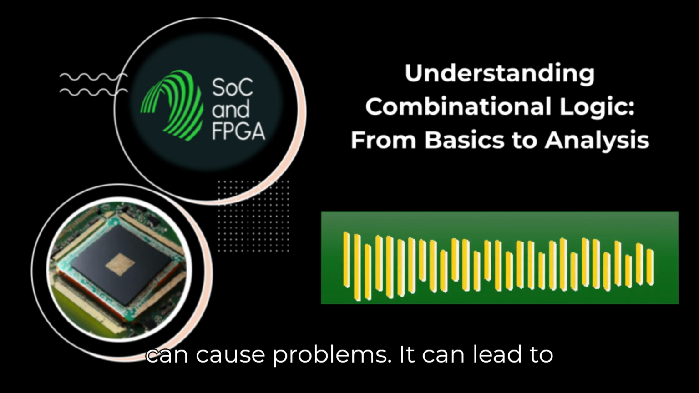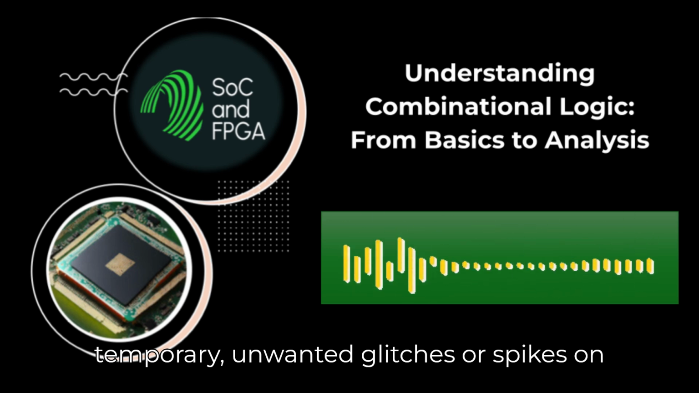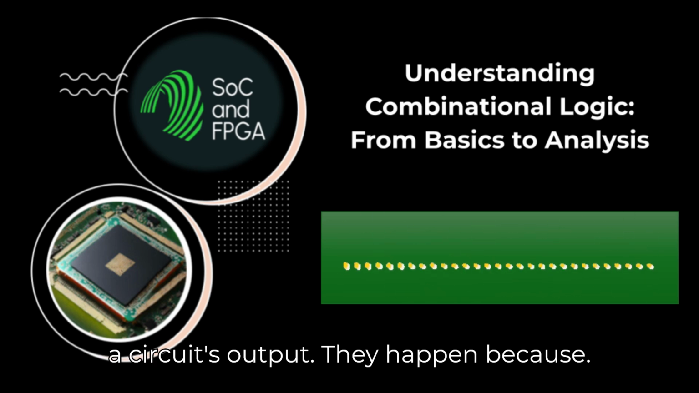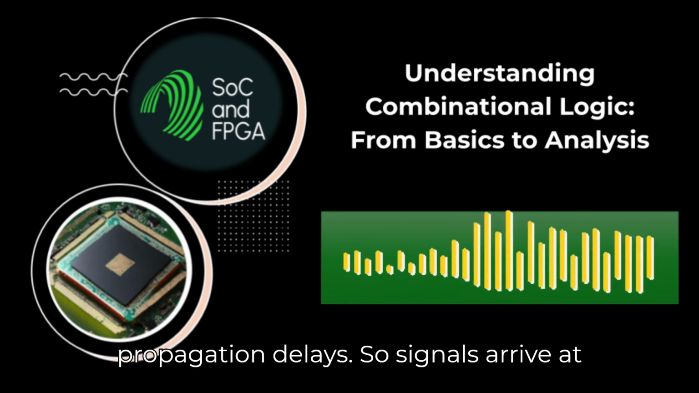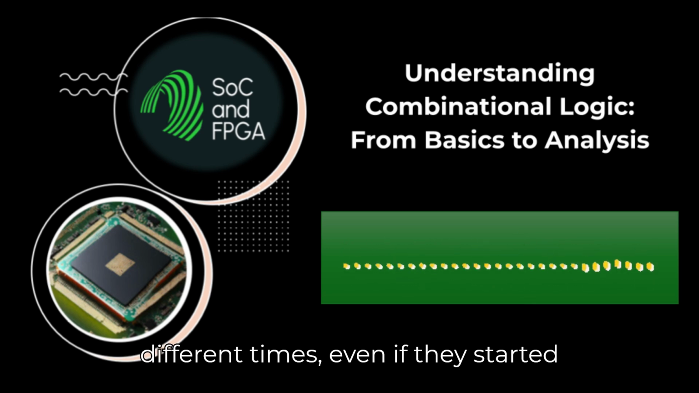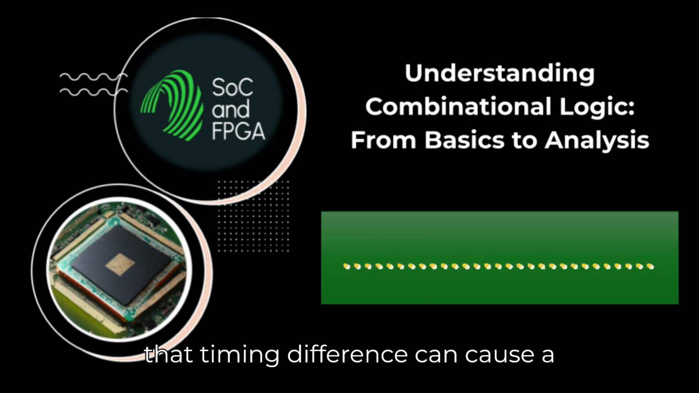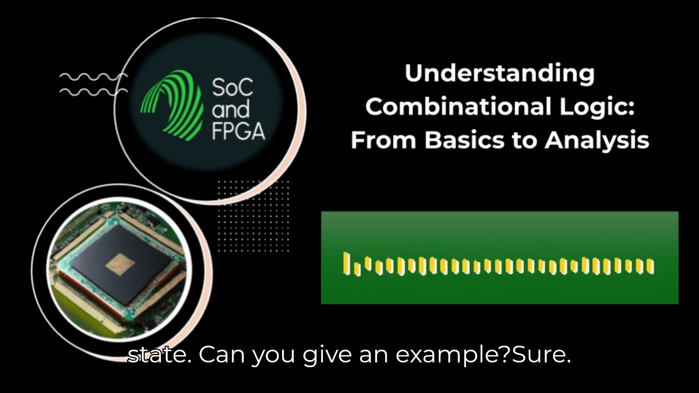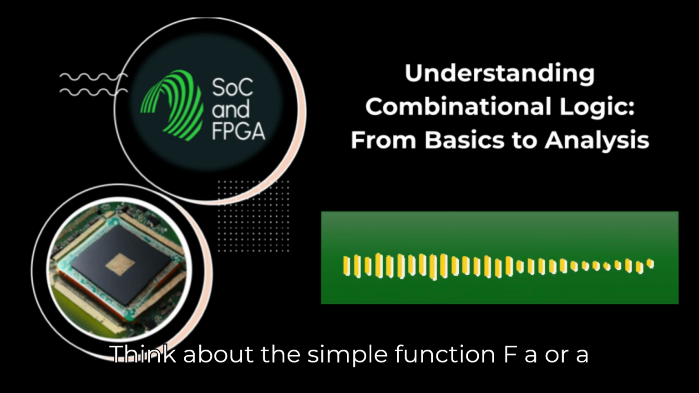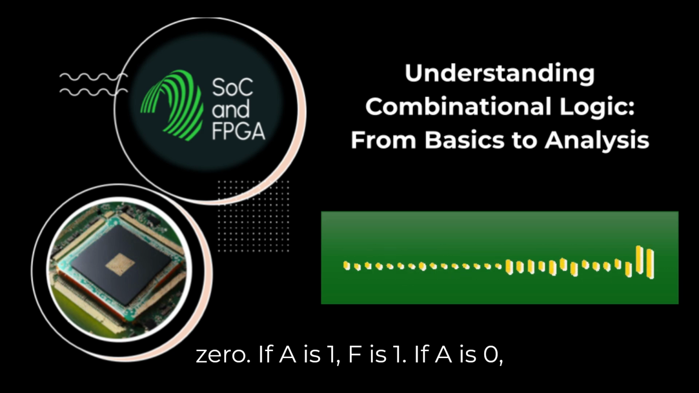And this delay can cause problems. It can lead to something called hazards. These are temporary, unwanted glitches or spikes on a circuit's output. They happen because signals traveling through different paths in the circuit might have different total propagation delays. So signals arrive at different times, even if they started from the same input change. Exactly. And that timing difference can cause a momentary incorrect output value before the circuit settles down to the correct state. Can you give an example? Sure. Think about the simple function f equals a or a prime. Algebraically, that should always be 1, right? Yeah, A is either 1 or 0. If A is 1, F is 1.